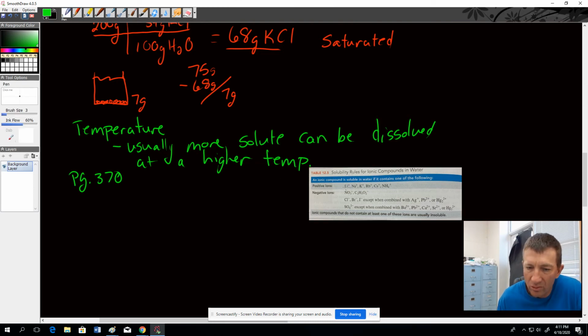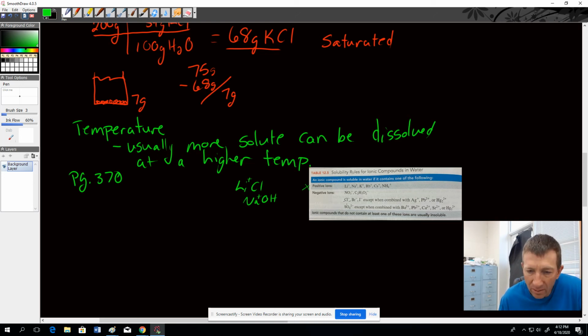So solubility rules right here. If I have a positive ion that has lithium, sodium, potassium, rubidium, cesium, or ammonium in it, all those are going to be soluble in water. Okay, so if I have lithium chloride, it's going to be soluble. Or if I have sodium hydroxide, as long as it has that ion in it, then it's going to be soluble for sure. All right, negative ions. All these negative ions, so nitrate and down to acetate, those are going to be soluble in water. That means they're going to dissolve.